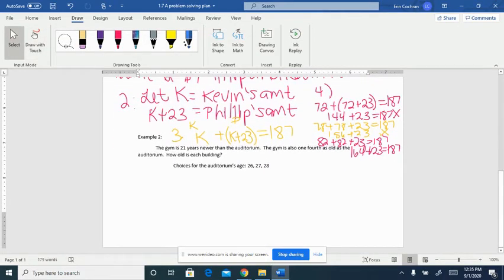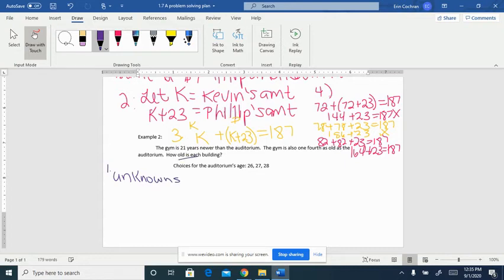Example 2. The gym is 21 years newer than the auditorium. The gym is also 1/4 as old as the auditorium. How old is each building? So what are our unknowns? Step 1, unknowns. What are we trying to find? How old each building is. So our unknowns are the age of the auditorium and the age of the gym.